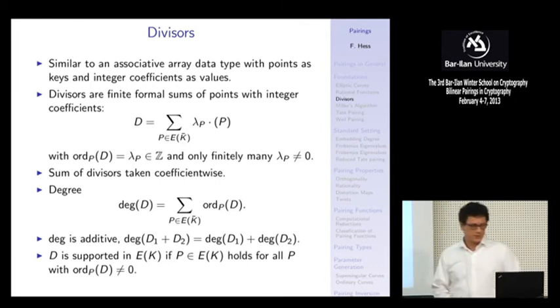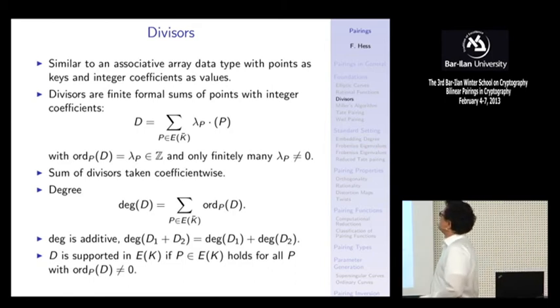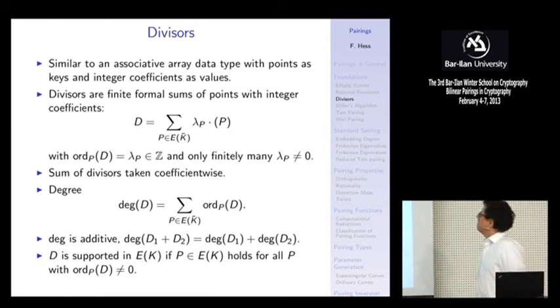Okay, so here's another thing. This is just somehow a divisor for convenient notation. So what is a divisor? If you want to use a computer science notation, you can think of an associative array data type, where the points are the keys and the values are integers. This is basically what it is.